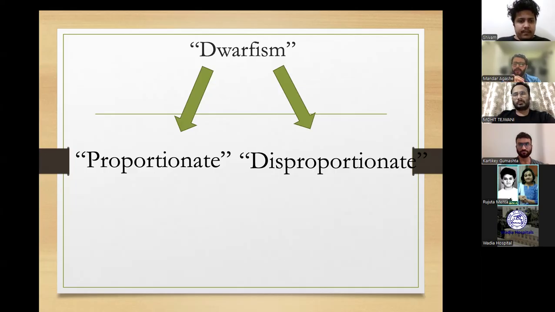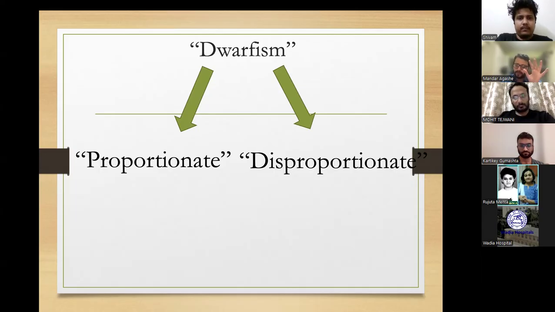Correct. So basically we have the upper segment and the lower segment, and the ratio between them. Usually in an adult, the upper segment is shorter than the lower segment. And if as a whole the person is short, keeping those proportions intact, it is known as proportionate dwarfism.